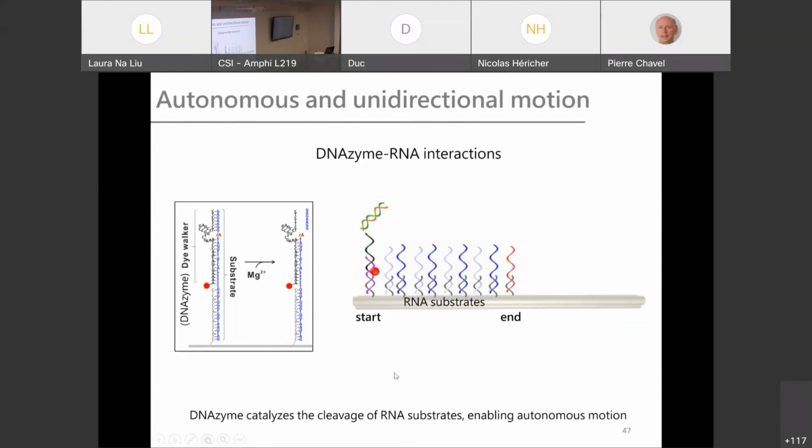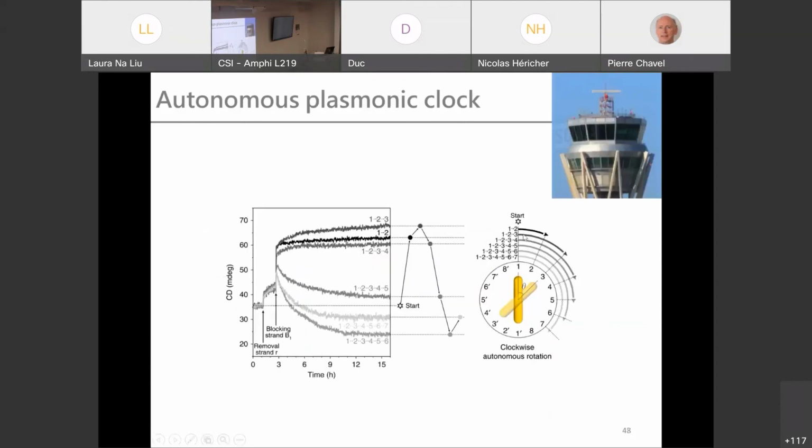So I show you the animation. So this is the autonomous walking along this DNA track. So then if we have a ring track, that means we can initiate the autonomous rotation along this ring track, either clockwise or counterclockwise, very similar to the case, for instance, if you go to the airport, you see this antenna tower. The antenna can rotate against the stator, the tower, clockwise or back counterclockwise.